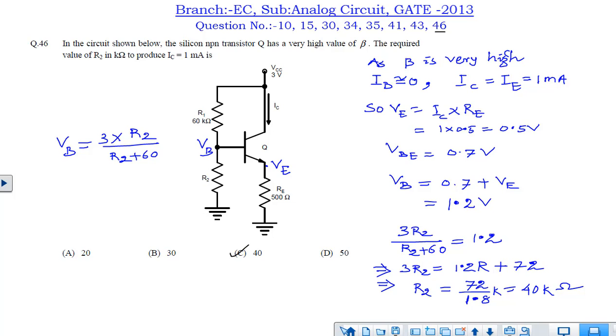This concludes analysis of all the questions that appeared in GATE 2013 with respect to analog circuits. If any question is missing, please let me know so that those can be added in this part. If you have any query or suggestion, please let me know. I will be happy to address those issues.